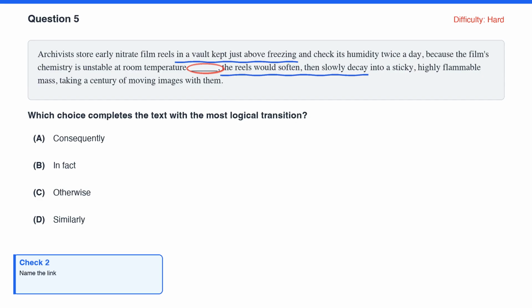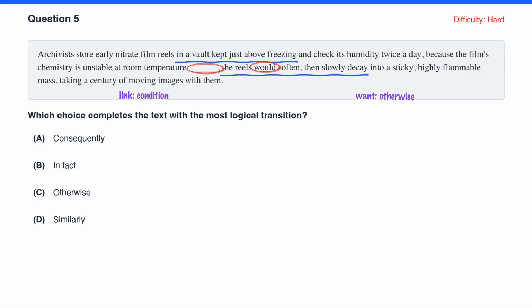Check 2. Name the link and listen to the verb would. The reels would decay. That is not what happens. It is what happens if the precautions fail. The second sentence describes the road not taken, so the link is condition, if not this, then that. Predict otherwise. Check 3. Match and cut.